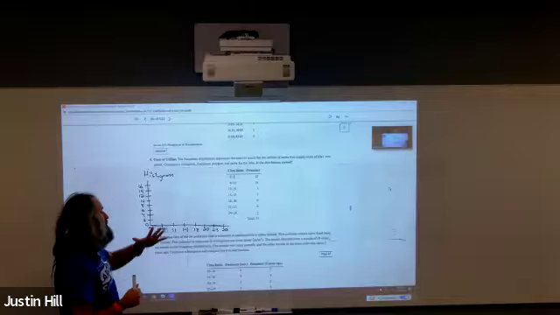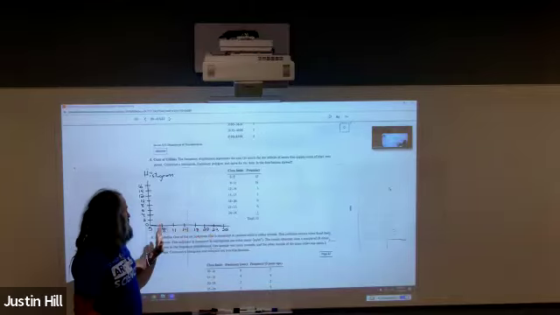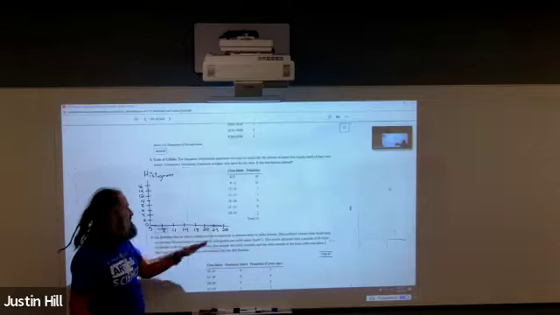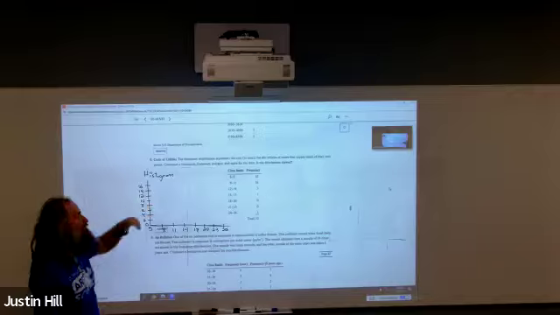So creating a histogram, literally every time, your first job is to figure out how you're setting up your horizontal axis, and then how you're counting on your vertical axis. We're going to show you frequency.